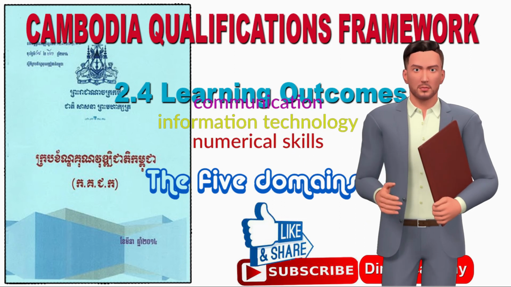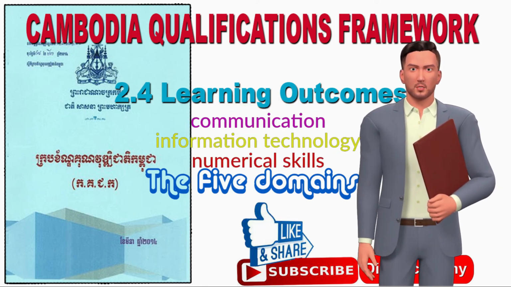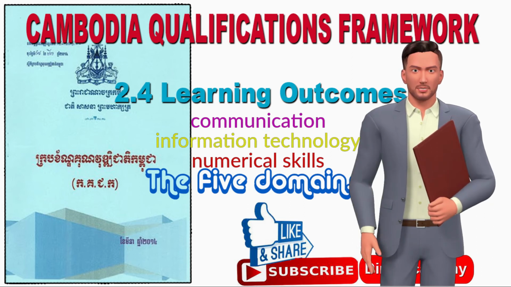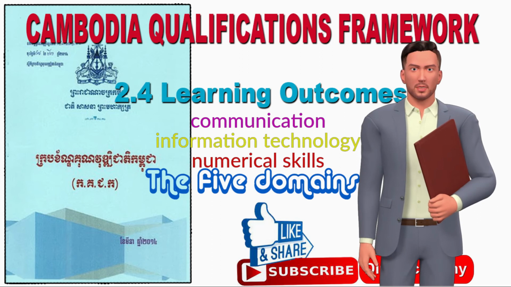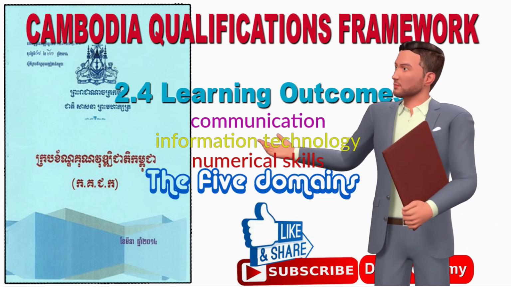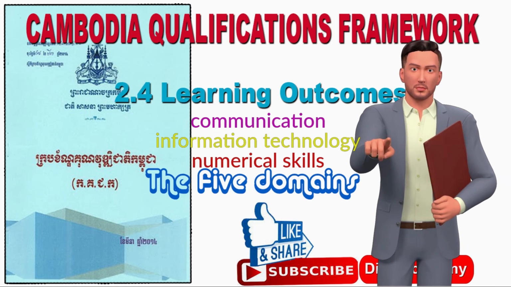Communication, information technology, and numerical skills, including the ability to communicate effectively in oral and written form, use information and communications technology, and use basic mathematical and statistical techniques. Psychomotor skills involving manual dexterity is the domain that applies to only some programs.